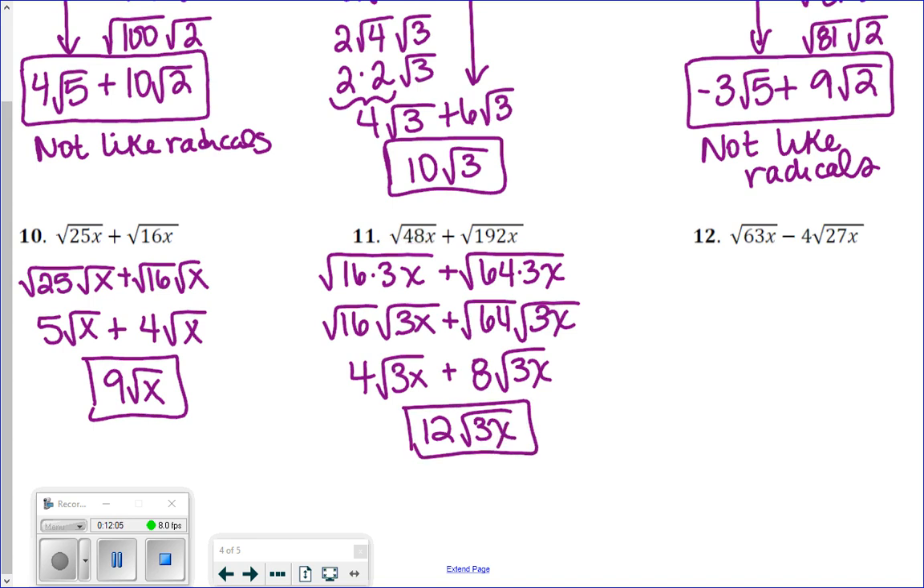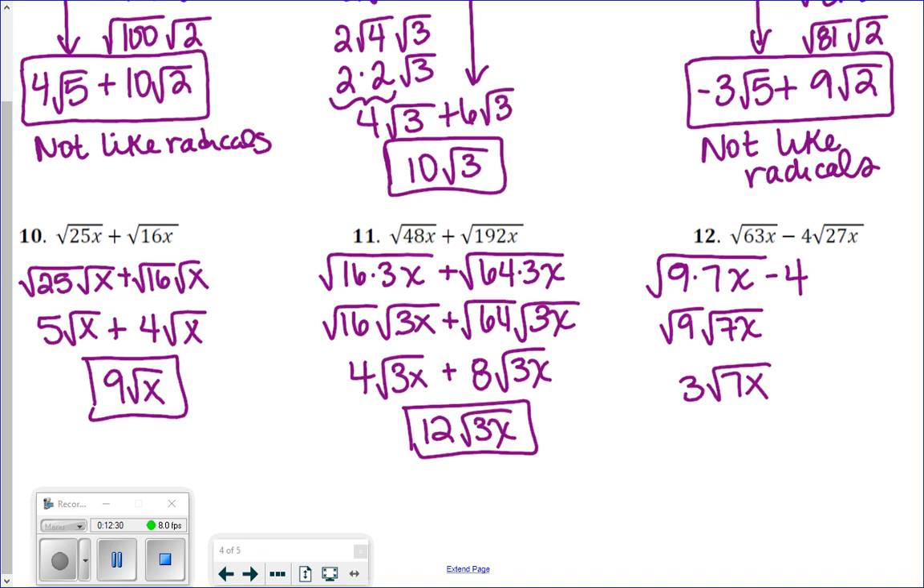On number 12, 63 is not a perfect square, but I know 9 goes into that. So I'm going to separate that into 9 times 7 times the x, and take the square root of the 9, the factor that I can, and I'll leave just the part that I can't do inside the radical, which is a 7x. On the other side, I have minus 4 times the square root of 27x.